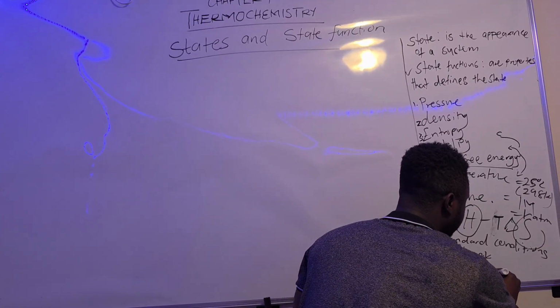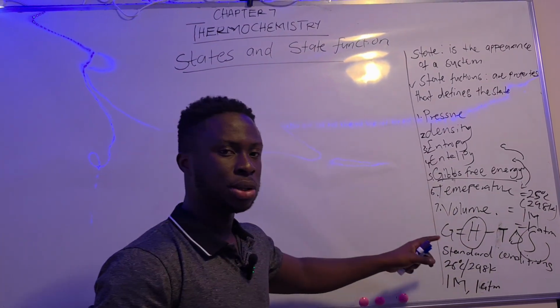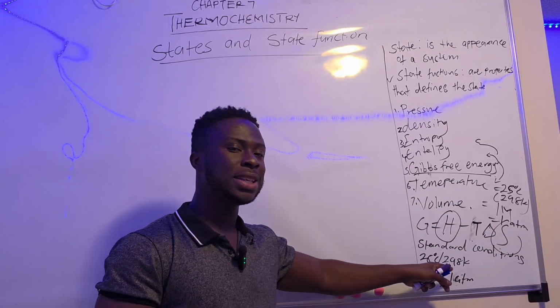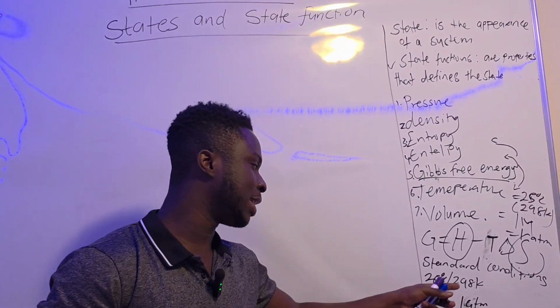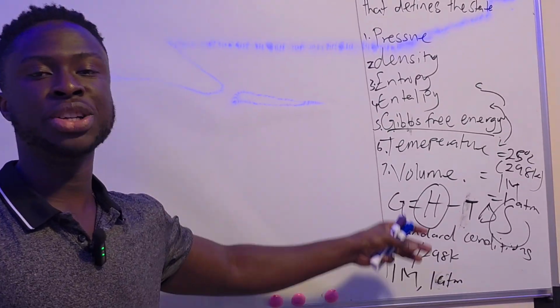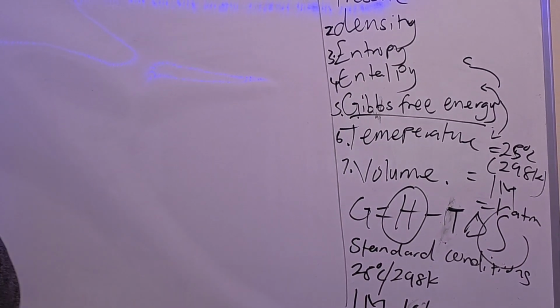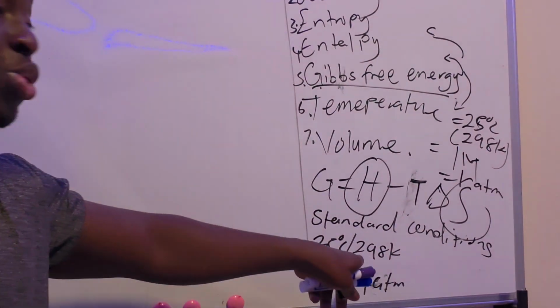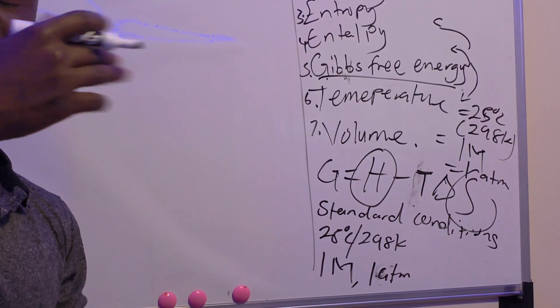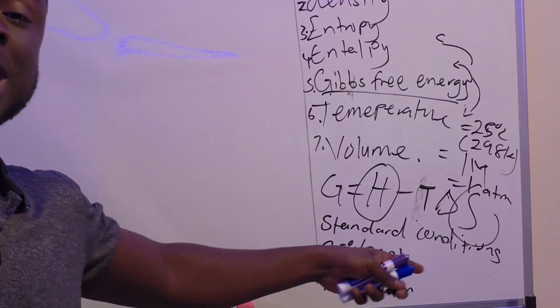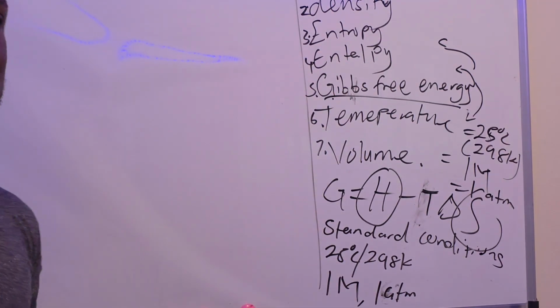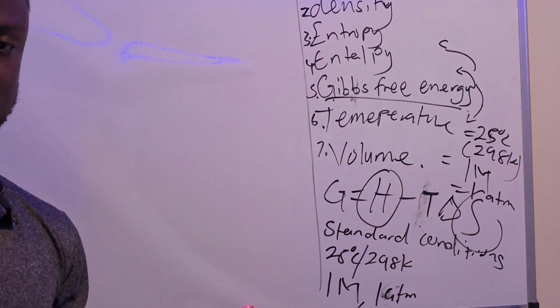Now, you should not interchange this with standard temperature and pressure, which is used for ideal gas. For standard temperature and pressure, the temperature is 273 Kelvin. But this one is 298 Kelvin because it's 25 degrees Celsius, and the other one is 0 degrees Celsius.